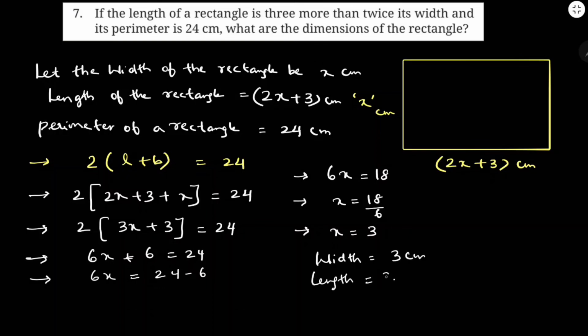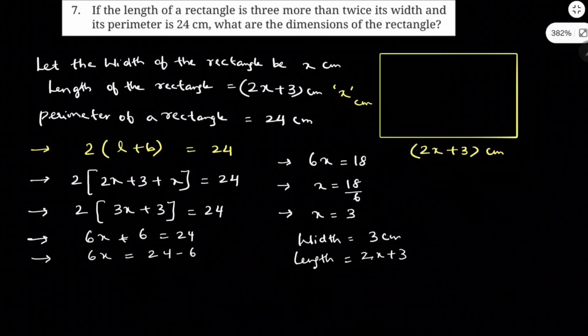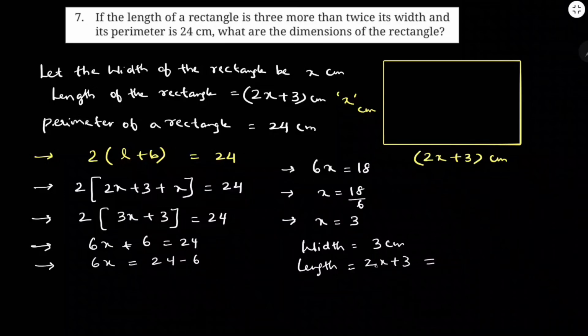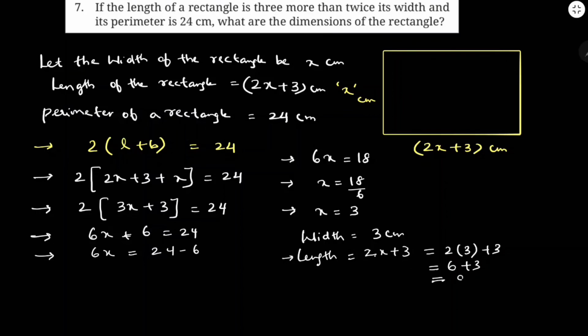Length is 2x plus 3. So that value will be 2 into 3 plus 3. 2 into 3 is 6, plus 3. That will be 9 centimeters. So length is 9 centimeters. Width is 3 centimeters.